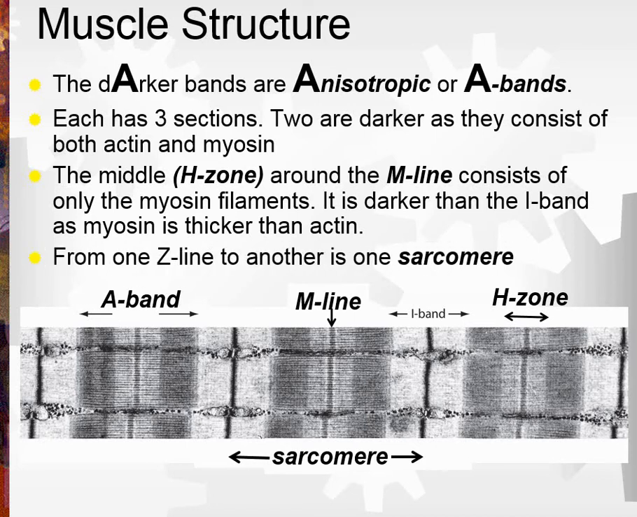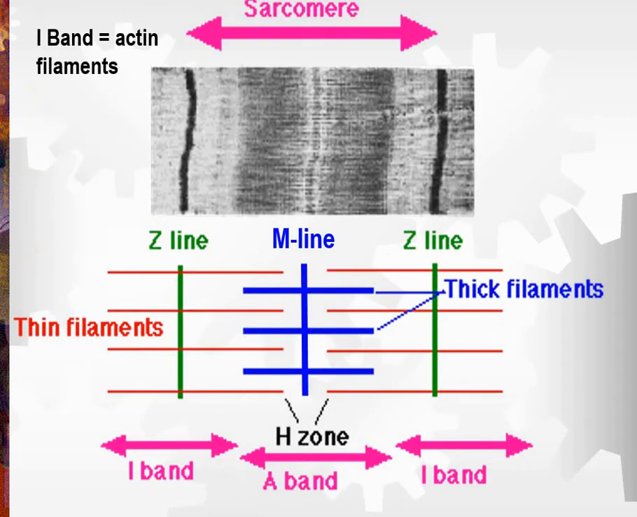From one Z line to another Z line is a sarcomere. If you learn nothing else tonight or today, tomorrow, remember Z line to Z line is a sarcomere. That's the contractile unit. M and M, myosin attaches to M line. Yeah, that's where the myosin's.